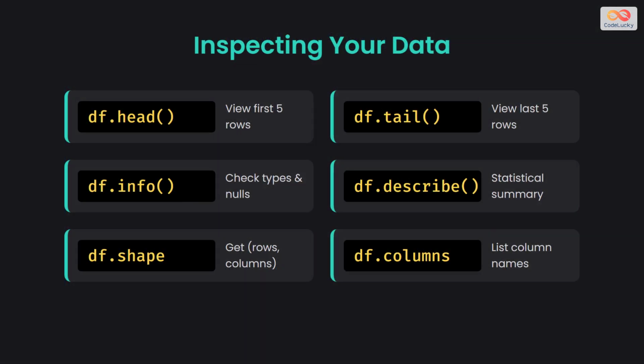Once you have data, you need to inspect it. Use head to see the first few rows and tail to see the last few. The info method gives you data types and missing values, while describe provides a statistical summary. The shape attribute tells you exactly how many rows and columns you have.